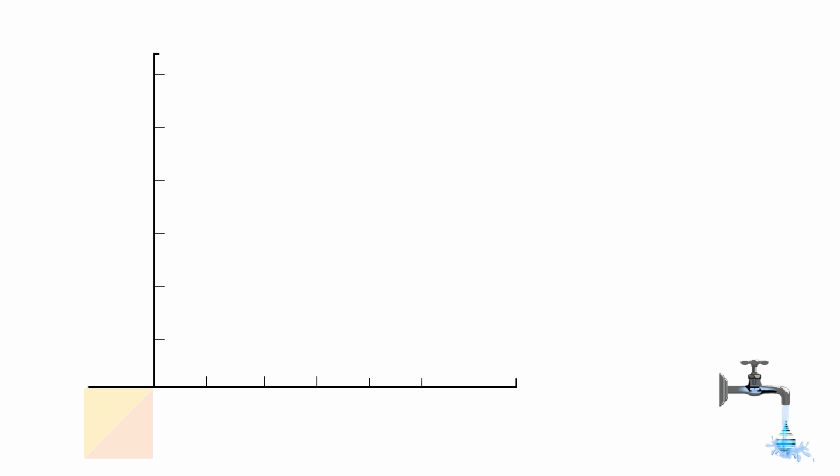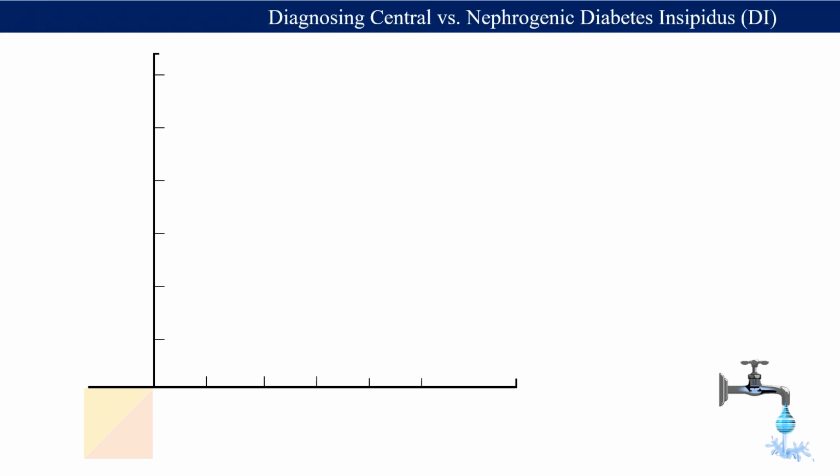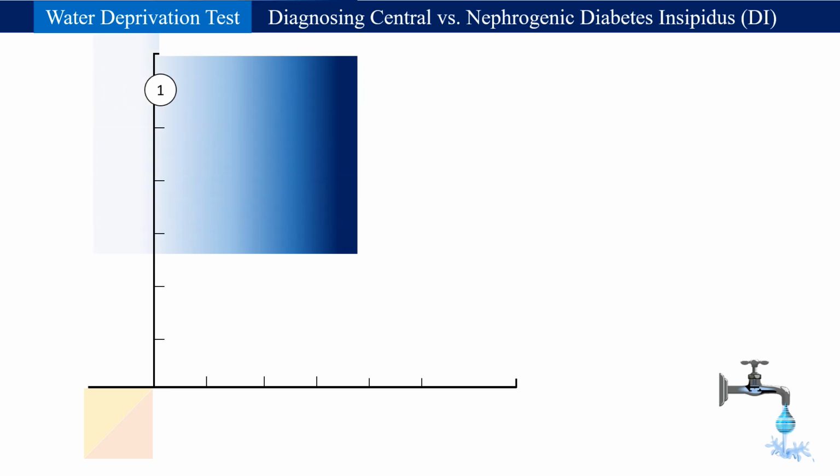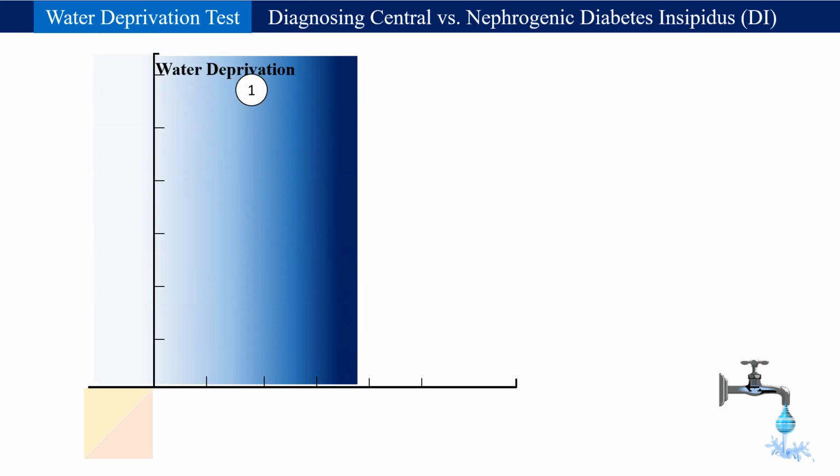Imagine a patient who has a very dilute polyuria of unknown etiology. How can we tell if this patient has central versus nephrogenic diabetes insipidus? We have a diagnostic test called the water deprivation test. In this test, we first restrict water intake and monitor patients' effective plasma osmolarity.